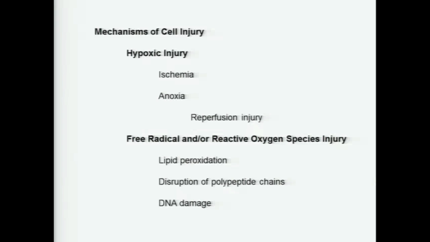So these reactive oxygen species can do damage in a multitude of ways, but the three basic ways that they tend to cause cell injury is through a process called lipid peroxidation, and that's where these free radicals interact with lipids, especially in the membrane. Okay? Intracellular lipids, but also lipids of the membrane, and can cause membrane damage. Okay? They can interact and disrupt polypeptide chains.